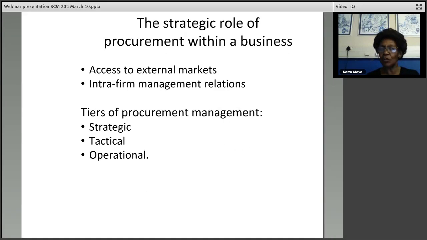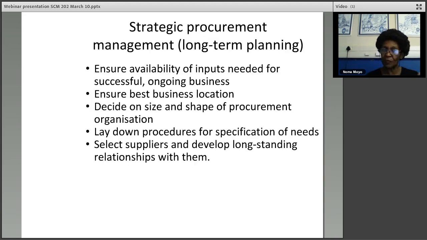Then the strategic role of procurement within a business is access to external markets and intra-firm management relations. There are tiers in procurement management. We have strategic procurement, tactical procurement, and operational procurement. The strategic procurement management is the long-term planning for procurement.